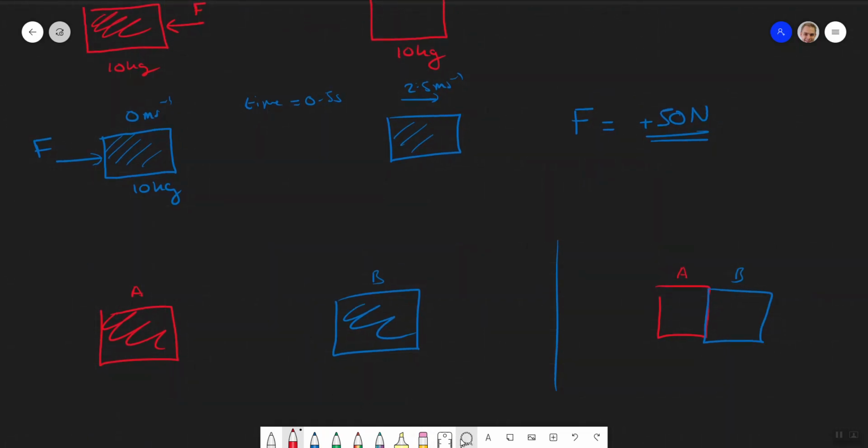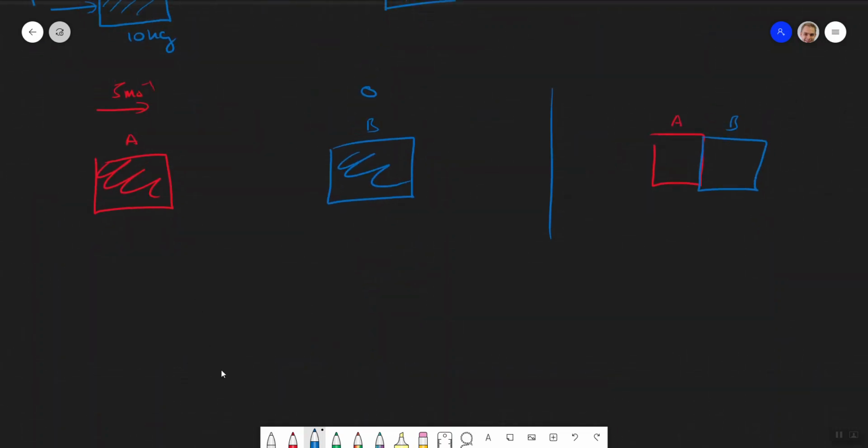We know from the conservation of momentum, if we start off with this moving at 5 meters per second and this one stationary, that initially we've got an initial momentum equal to 50 kilogram meters per second, which means that the final momentum has also got to equal 50 kilogram meters per second.